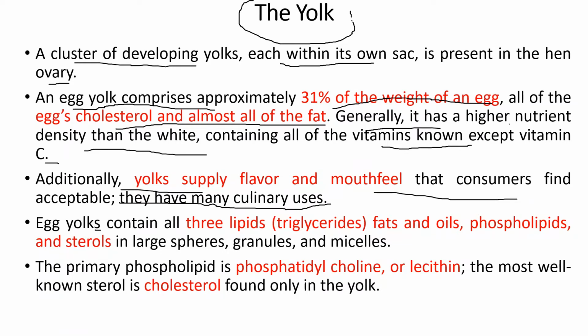Also egg yolk contains all three lipids, which are triglycerides (fats and oils), phospholipids and sterols, in large spheres, granules and micelles. The primary phospholipid, phosphatidylcholine or lecithin, and the most well-known sterol, cholesterol, are also present in the yolk. So all the phospholipids and the most common sterol, along with fats and oils, will be found in the yolk.